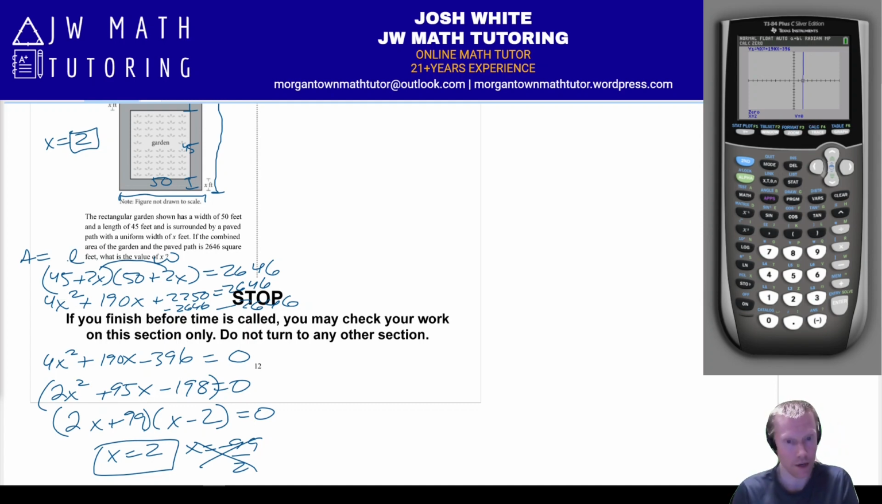So that would tell you that when you go to factor 4x squared plus 190x minus 396, one of the factors is going to end up giving you the answer of x equals 2, which is going to be the answer to the problem.